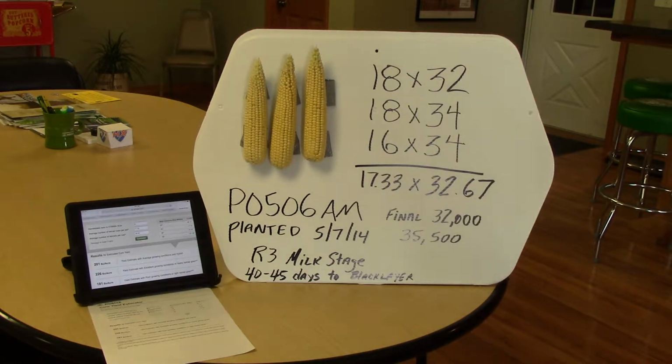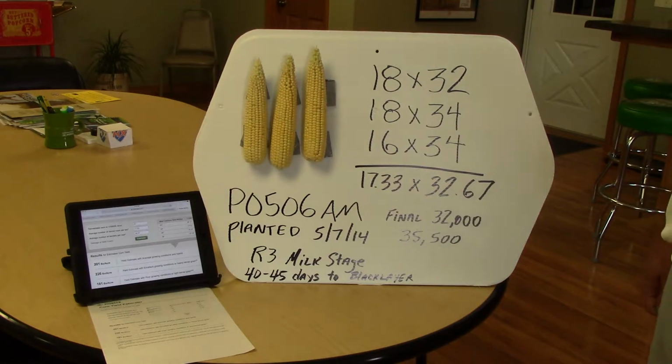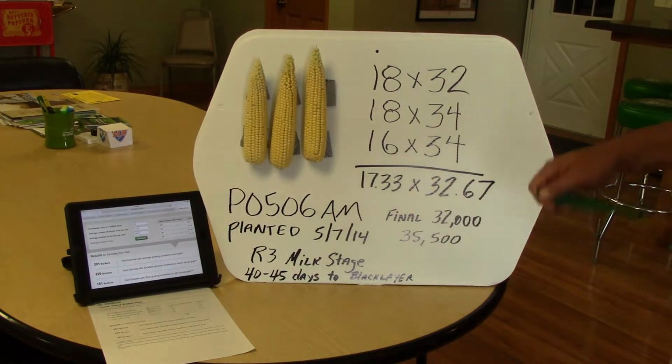So we consider that R3, reproductive stage 3, which is considered a milk stage, and it's still 40 to 45 days away from black layer or physical maturity. That puts us about September 20th before this corn will be mature. With that being said, we'll get back to the yield estimate here.